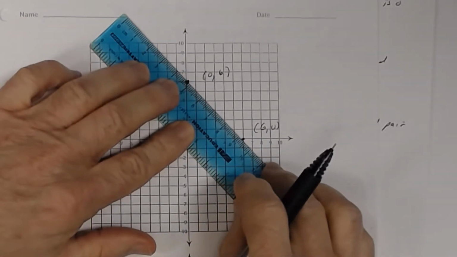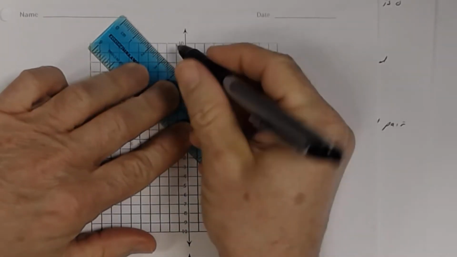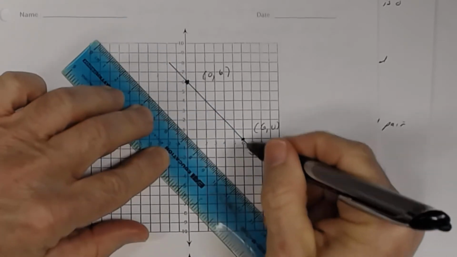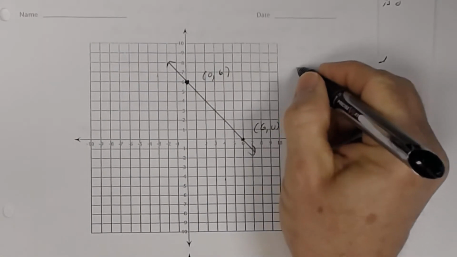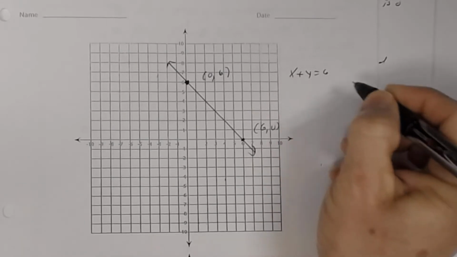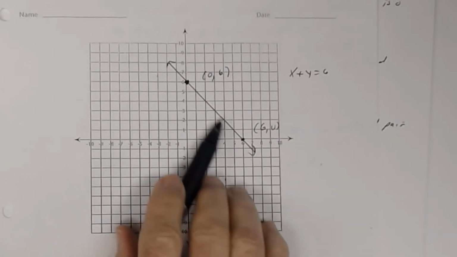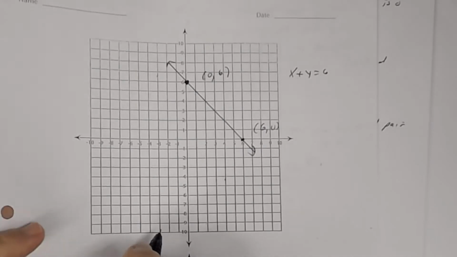So when I graph that line, I get this. Okay? So that's the graph of x plus y equals 6 using intercepts. See the intercepts? Okay? All right.